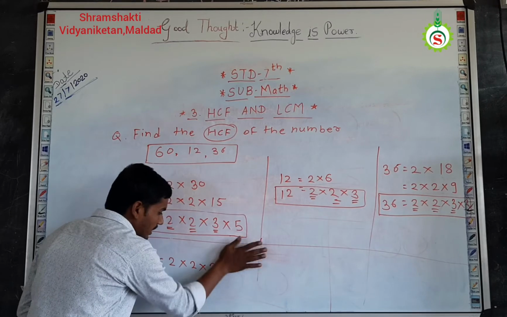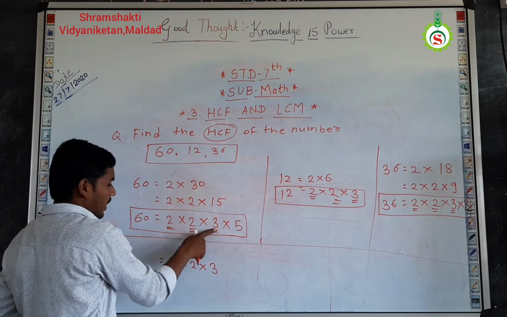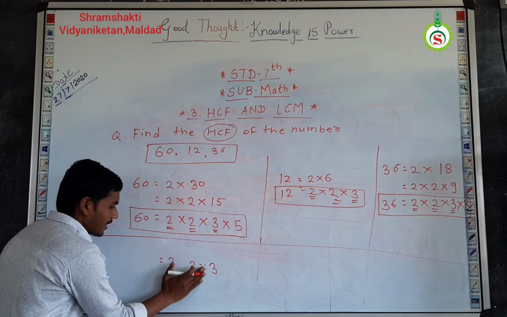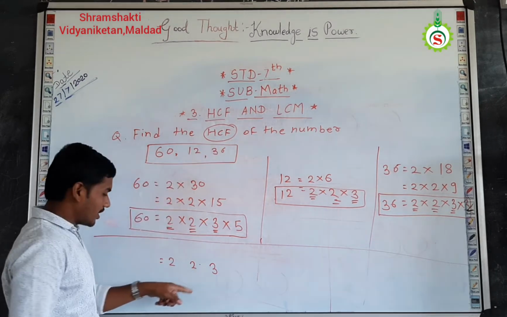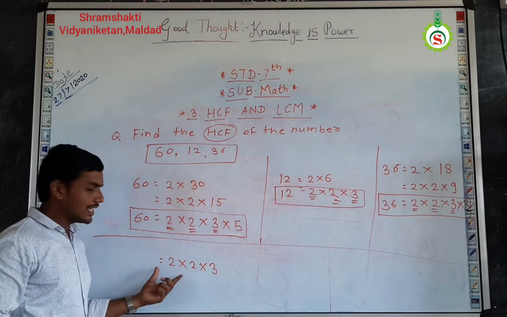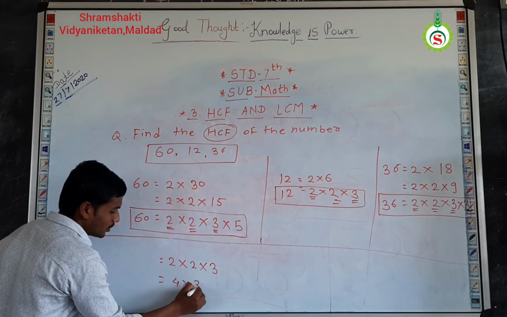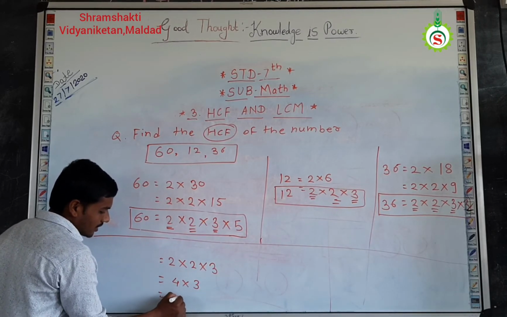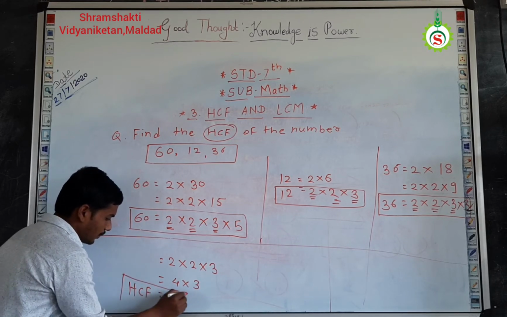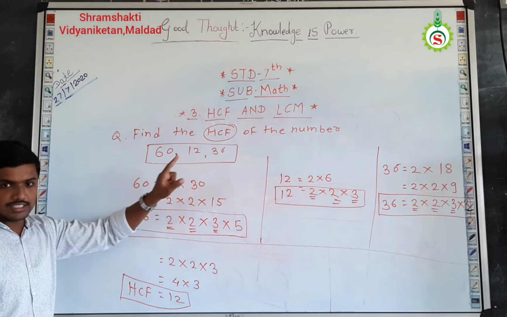That means how many factors are common between the 3 numbers? 3 factors, which are 2, 2 and 3. So 2, 2 and 3. Now I have taken out the common factors here. And if I want to find the HCF, what do I have to do? I have to simply multiply all the common factors. So 2 2s are 4, into 3, so 4 3s are 12. So which is the HCF? That 12 is the HCF for the given numbers 60, 12 and 36.